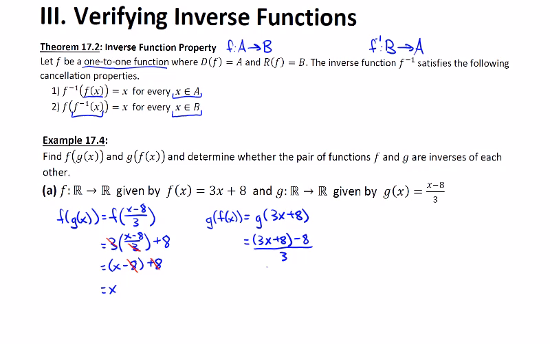And looking at these orders of operation, there is a cancellation that can be done with the plus 8 and the minus 8 to get 3x over 3, in which I can then cancel times 3 and divide by 3, and that gets us to x. So by conclusion, I can say, therefore, f and g are inverses of each other.